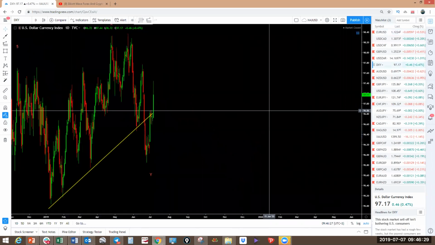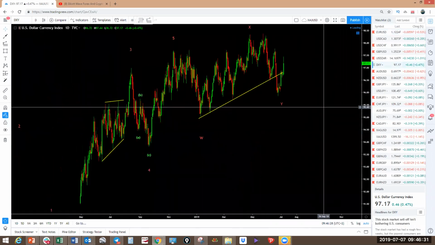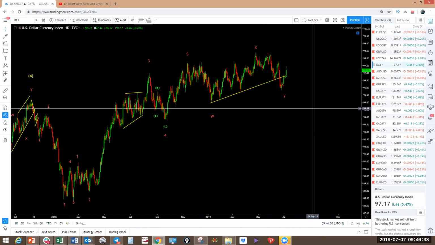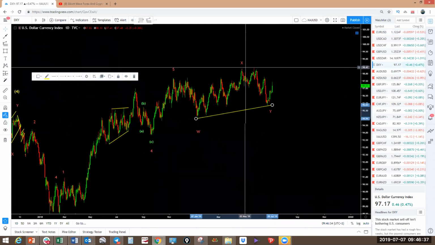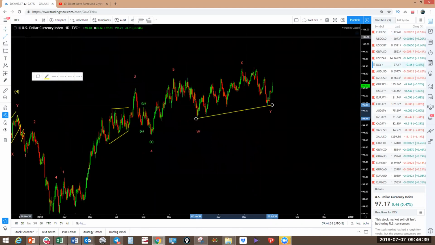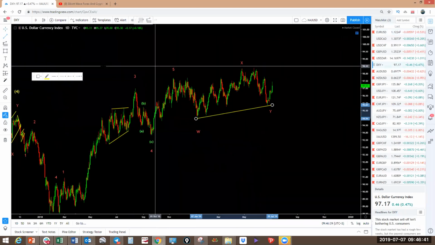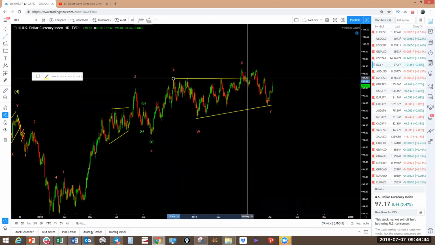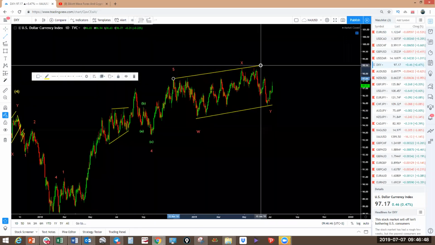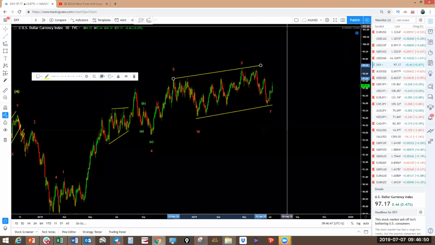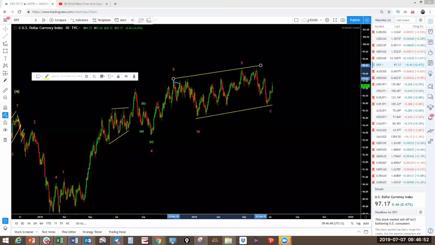DXY is the opposite of what the euro is doing. Also making a running flat there. That is your running flat. It has broken the top there. Let's mark that. This is the previous high. It was broken here. So this is how it was broken. So it can be a running flat. So you can have this doing this, W, X, Y, and we get continuation of this move that started there.